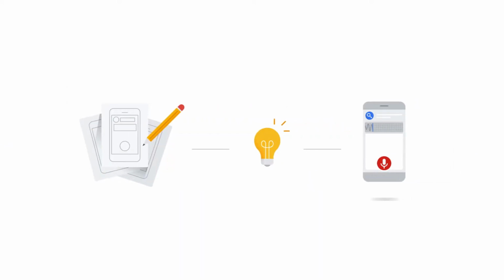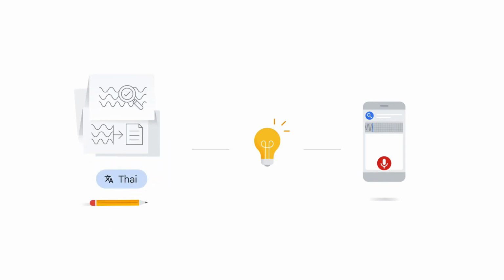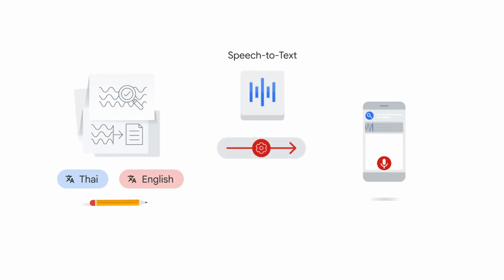In planning the application, the business realized it would need to recognize and convert to text, Thai language speech, and a version of English spoken by many Thai people. They decided to automate this process using Google's speech-to-text API.